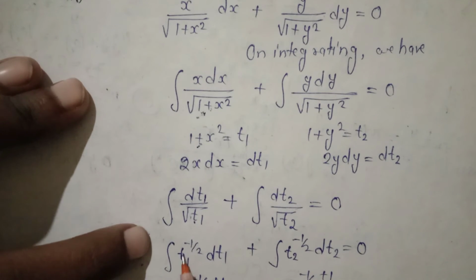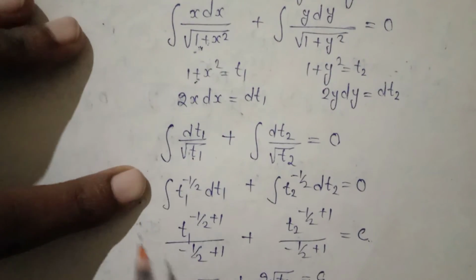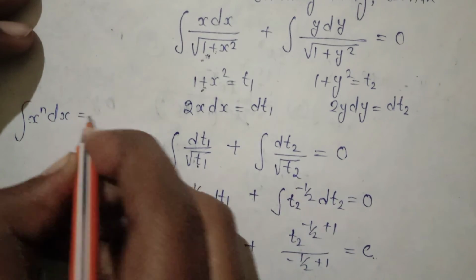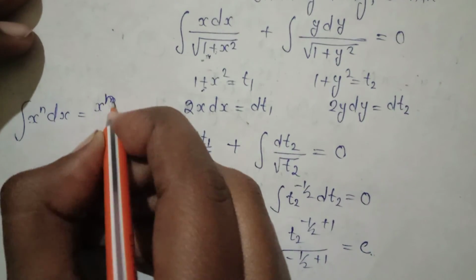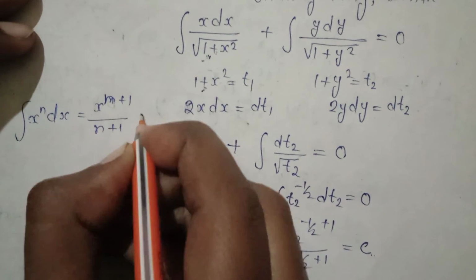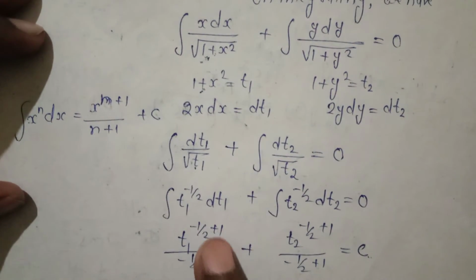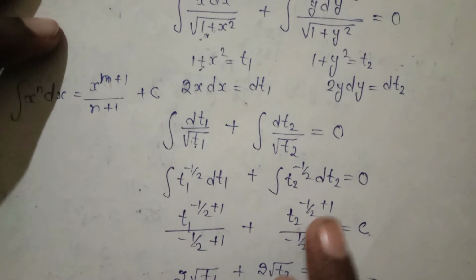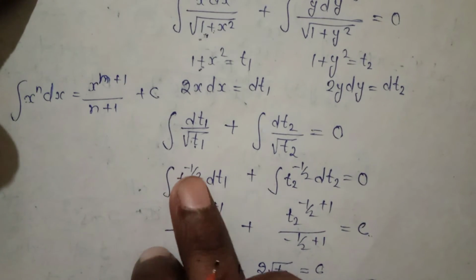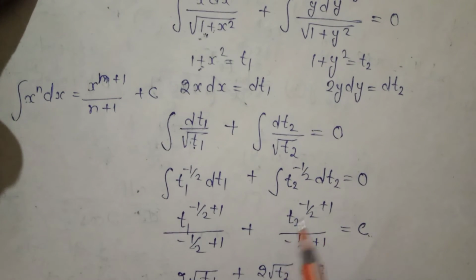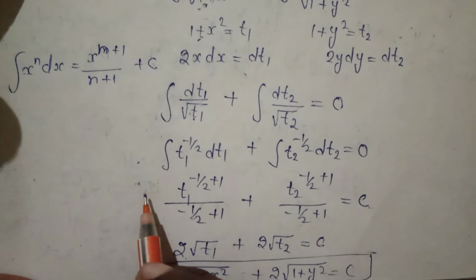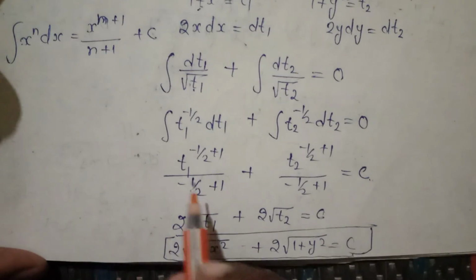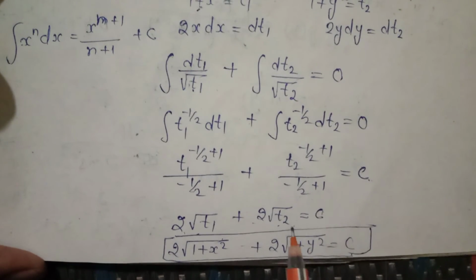After integration, we can write by this formula. You know this formula, that integration of x power n dx is equal to x power n plus 1 upon n plus 1 plus c. So by using this formula, we can write t1 raised to power minus 1 by 2 plus 1 upon minus 1 by 2 plus 1, since in place of n here is minus 1 by 2. We will apply the same formula for t2 also. And after integration, we get an integrating constant c. So you can see 2 under root t1 plus 2 under root t2 equal to c.